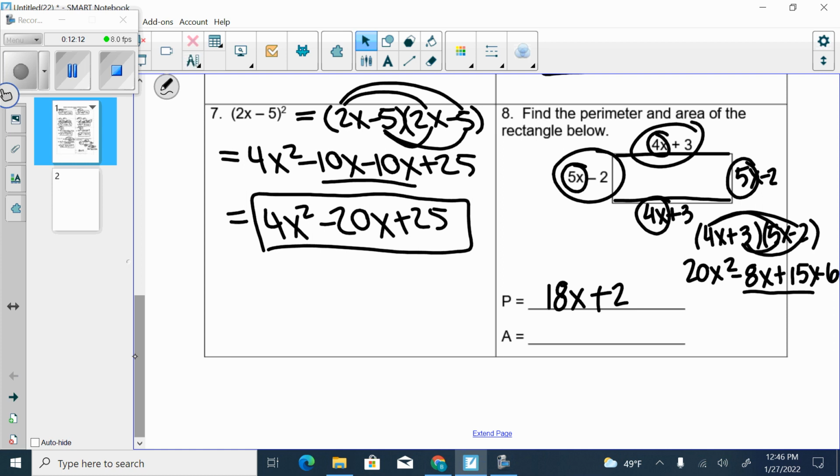We got some like terms there. Okay, so we've got 20x squared. And when I combine my like terms in the middle, what do we get? 7x. Good. And then we still have the negative 6. Okay? All right, so whenever you multiply, make sure that you add your exponents. Then go back and check and see if there's any like terms for you to combine.